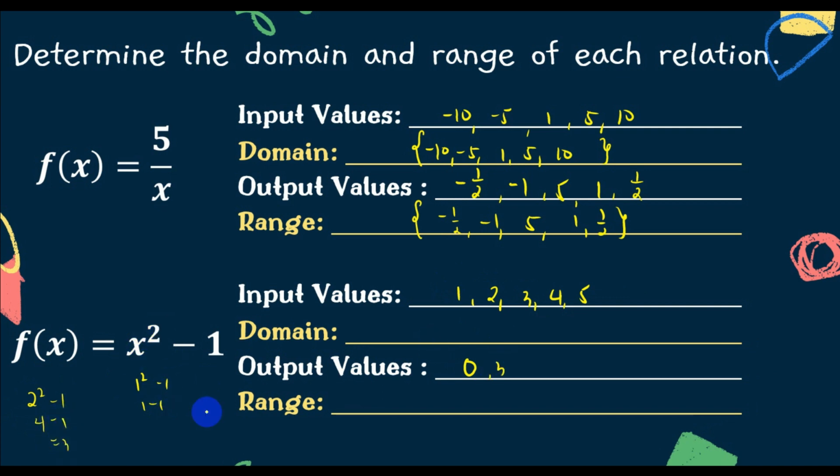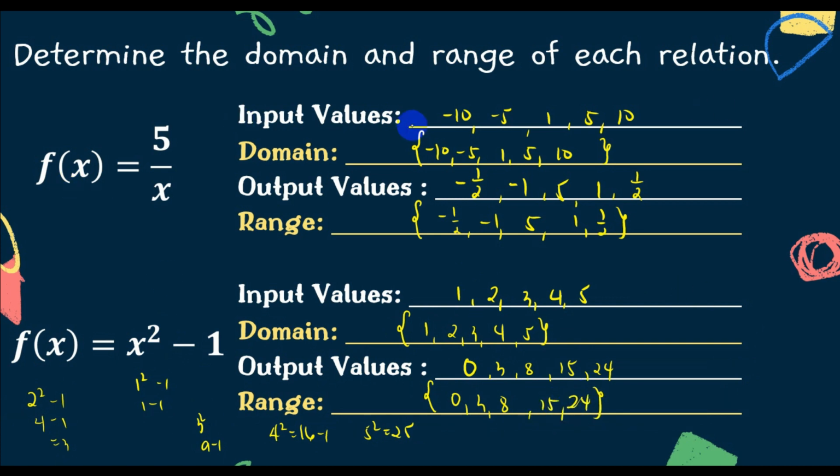And then another, 3 squared, that is 3 times 3, which is 9. 9 minus 1, that is equals to 8. Another is 4 squared, that is 16, minus 1, that is 15. Then the last one, 5 squared, that is 25, minus 1 is 24. Now we're going to write the domain. That will be the set of 1, 2, 3, 4, 5. And again, you can put any input value here. Then for the range, we have 0, 3, 8, 15, and 24.